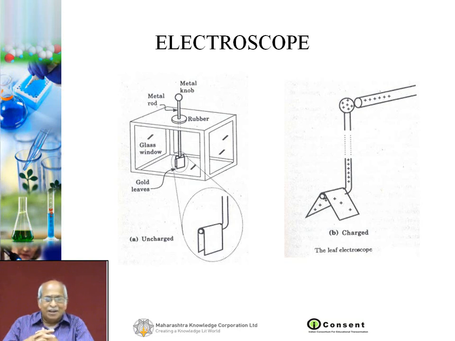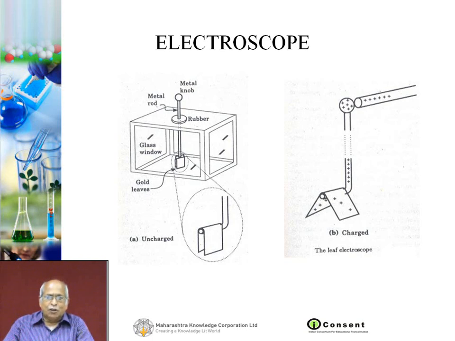Electroscope is an instrument used to detect presence of electric charge. There are many types of electroscopes. The most common is gold leaf electroscope. In this figure, what you see is gold leaf electroscope.